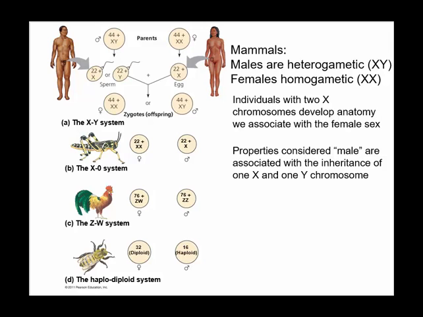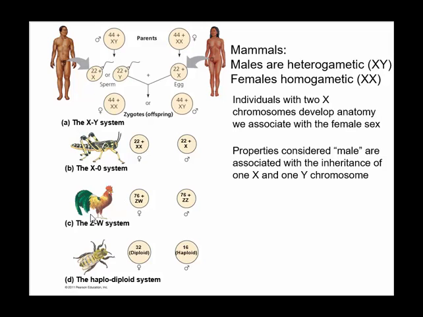All right, so some other things that we see out there. The XO system. This is actually fairly similar to what we see in mammals, and we observe this in some insect groups. The males have an X chromosome, but no Y at all. It's like you just need the one X chromosome, and that says, okay, you're going to be male, and you don't even need that Y chromosome. These guys don't have a Y chromosome at all.